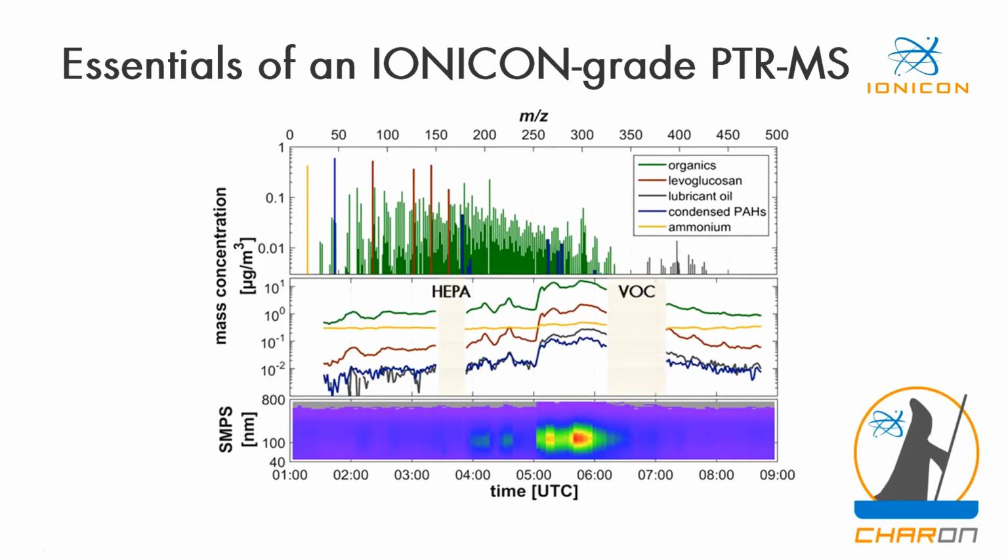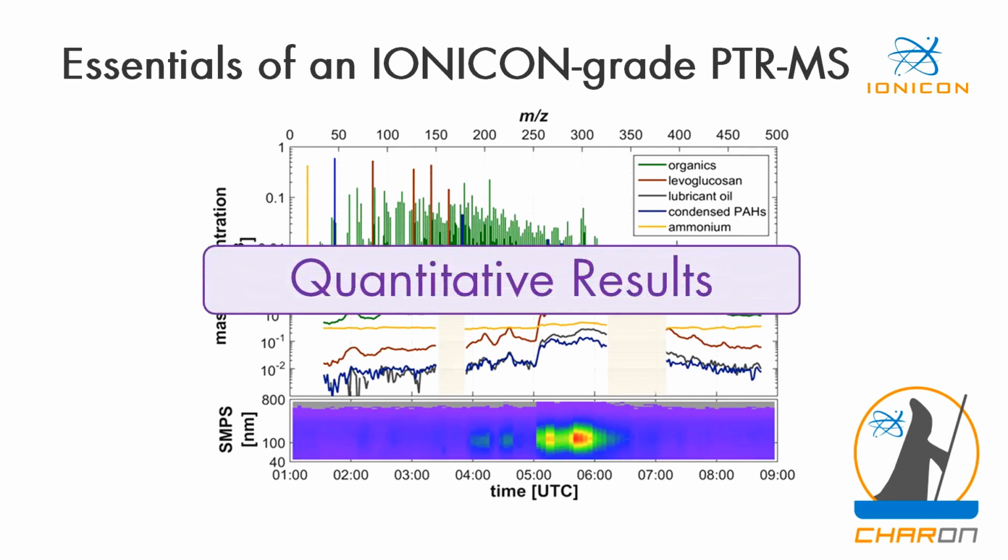The next example shows the chemical composition of organic aerosol measured by an IONICON PTR-MS. Such a mass spectrum consists of more than 1000 chemical compositions. To get a quantitative response, it's very important for us that we understand the reaction kinetics. So, the third essential for an IONICON-grade PTR-MS is that we are able to easily calculate quantitative results.